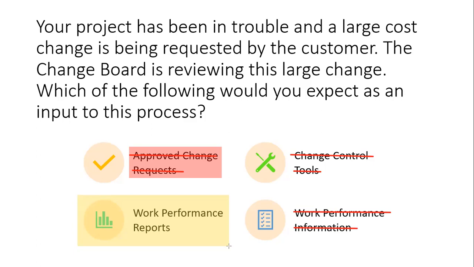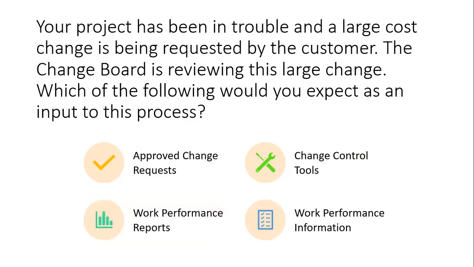Cost data. If your project is performing woefully in terms of cost, you may not be inclined to take on a change request. Now, if the change request will bring in additional revenues, that could be a consideration factor. Earned value reports also pertaining to cost. Burn up and burn down charts also pertaining to the overall performance of the team. And that is why work performance reports is an input. Let's go on to our second question.